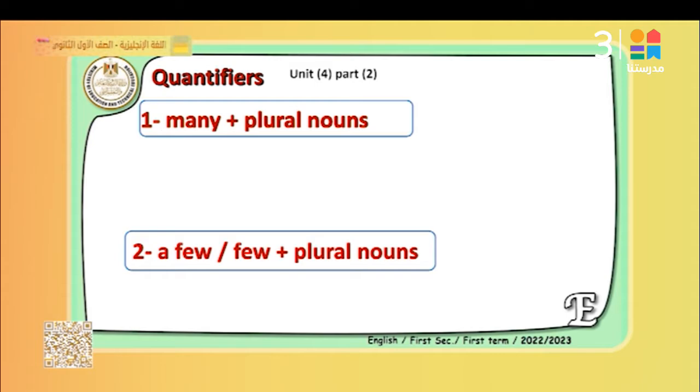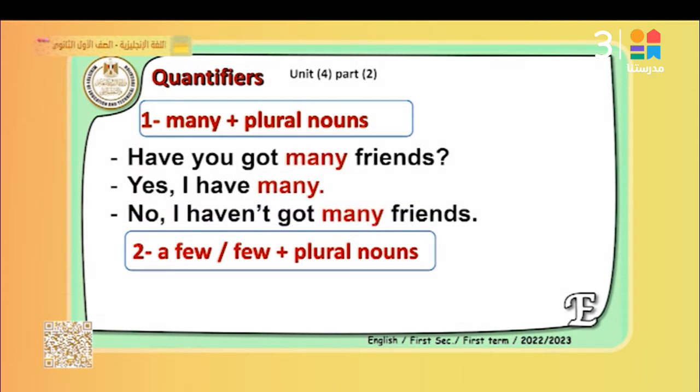How can we deal with these nouns? If they are countable, we are going to use many or a few. We can use plural to say that it's a great number, and we use a few to say that it's a small number. Have you got many friends? Yes, I have got many. No, I haven't got many friends.